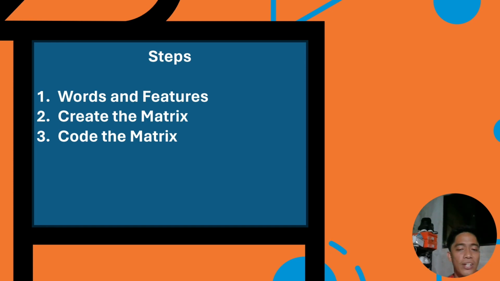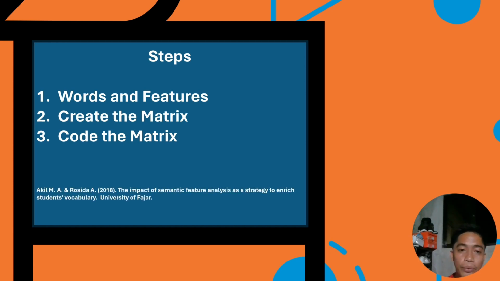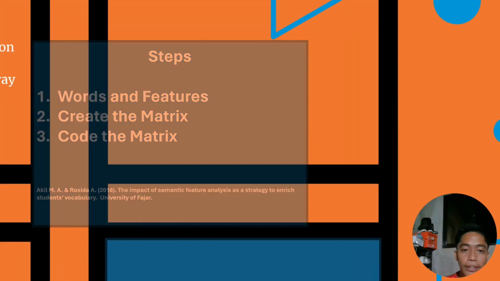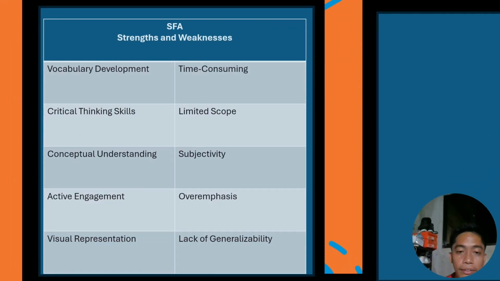The first suggestion made by Johnson and Pearson was to use a positive or negative sign to equate to a positive or negative response, if the given word had or did not have a particular feature. Okay, so let's move on to strengths and weaknesses of SFA.